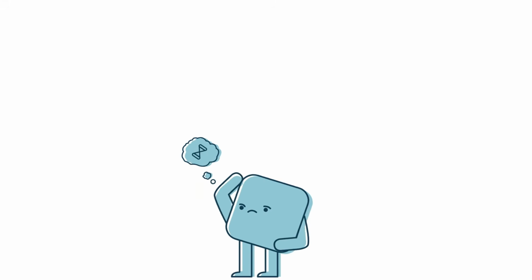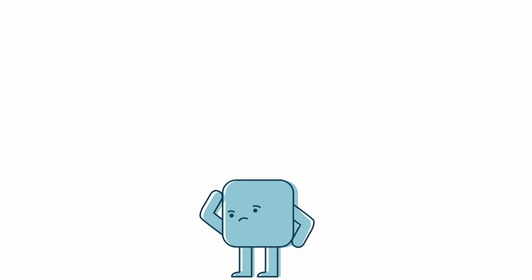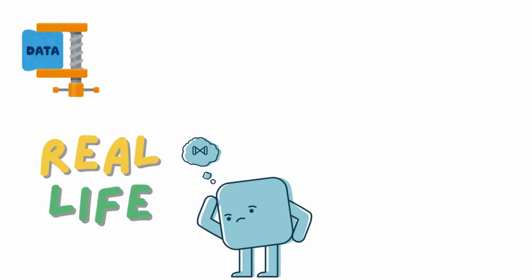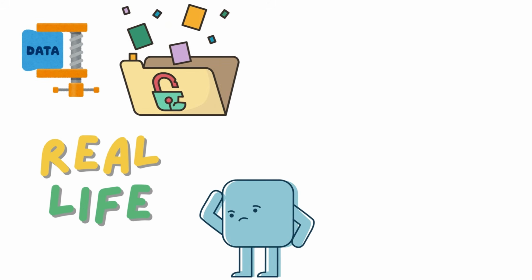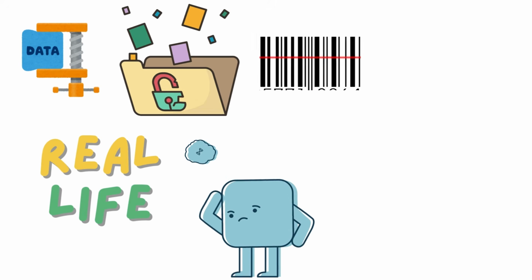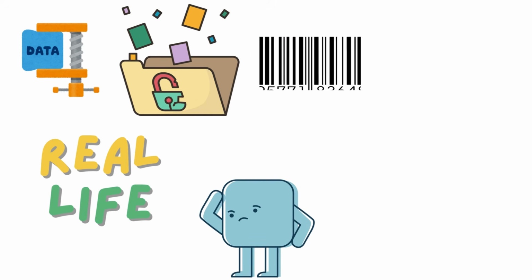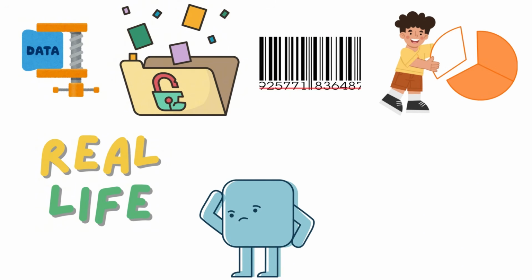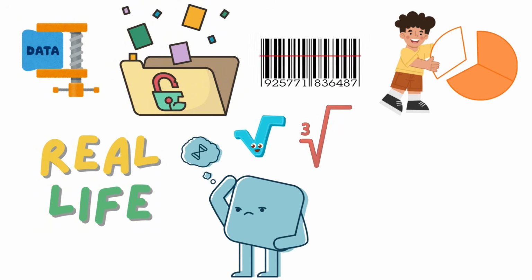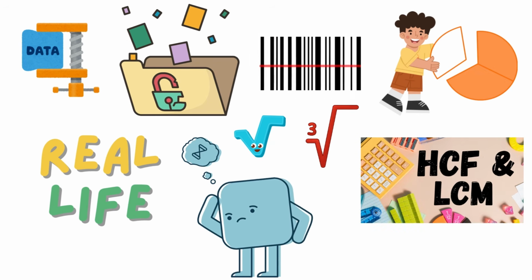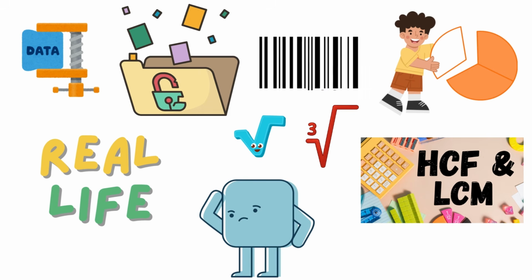So why is prime factorization useful? In real life, it's used in data compression to store more information in less space, like in barcode technology, and creating efficient coding schemes. In maths, we use prime factorization to simplify fractions, find square roots and cube roots, and to work out the highest common factor and the lowest common multiple, which we'll cover in our next lesson.